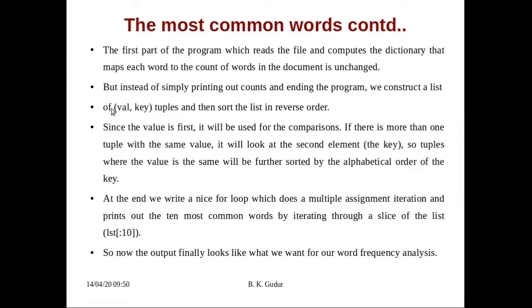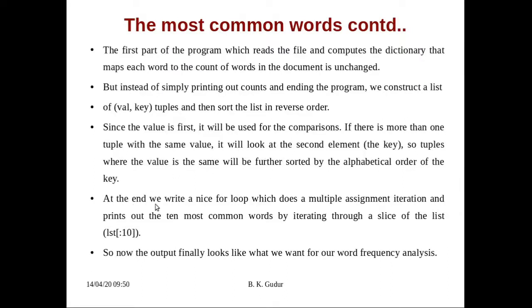So we have constructed a list with value-key pairs, which are nothing but tuples, and then sorted that list in reverse order. Since the value is first, it will be used for the comparisons. If there is more than one tuple with the same value, it will look at the second element, that is the key. So the tuples where the value is the same will be further sorted in reverse alphabetical order. Say first W will be there, then it goes from Z, Y, X, it comes like that.